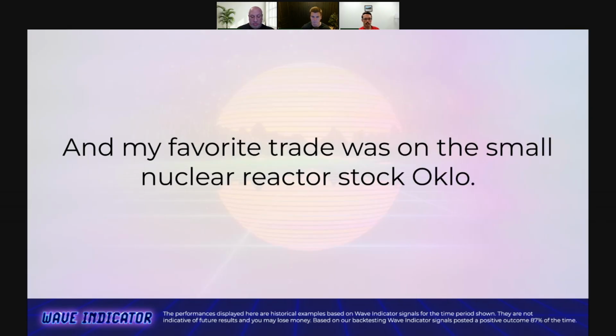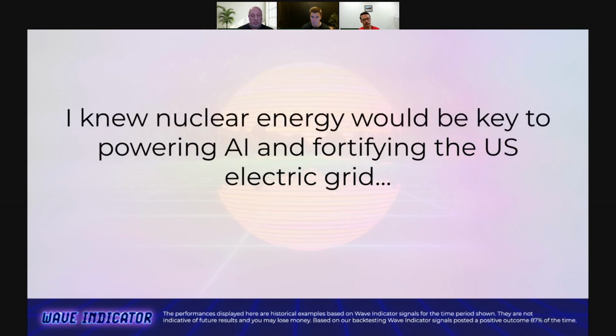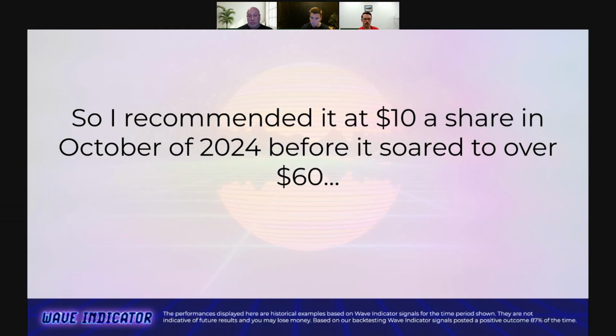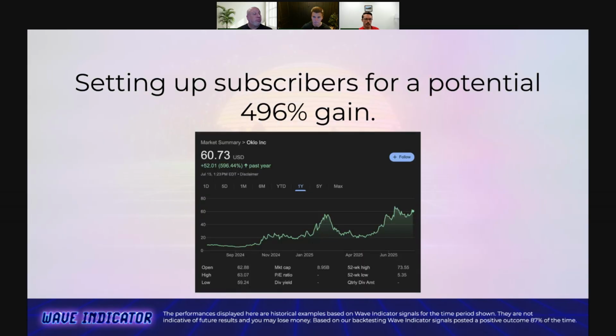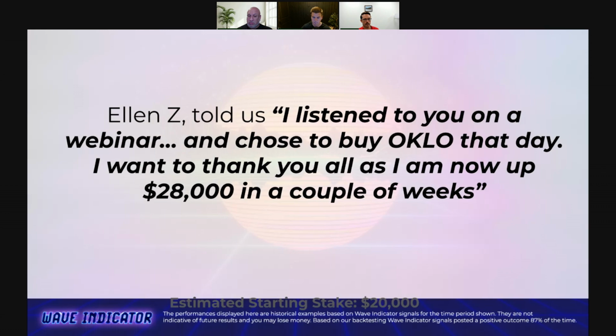And one of my favorite trades was on nuclear reactor stock Oklo. We've heard of that one. When I saw AI, I kind of divined that nuclear energy would be key to powering it, right? It's an energy vampire. It needs tons of energy. Nuclear is the only one that can do it. So I recommended Oklo at $10 a share in October 2024 before it soared to over $60. And people who were subscribed to me then got a potential 496% gain.